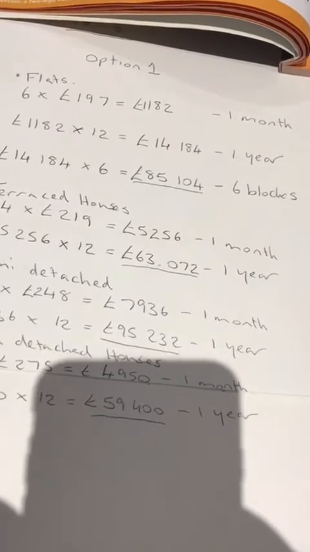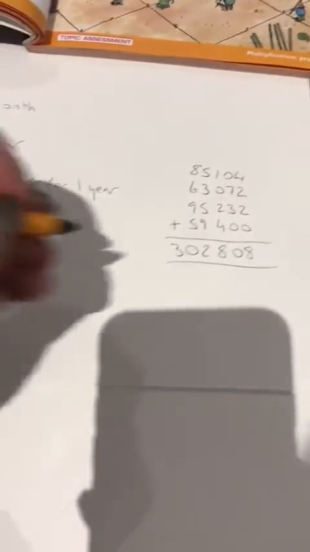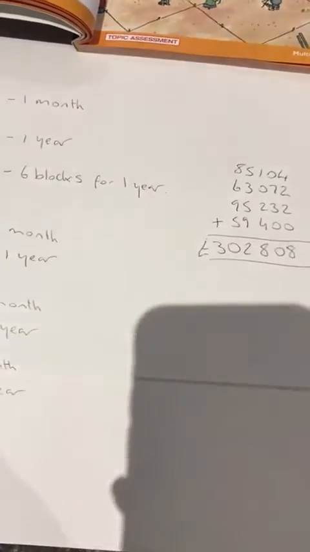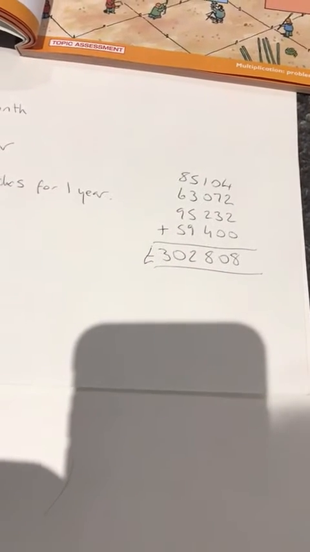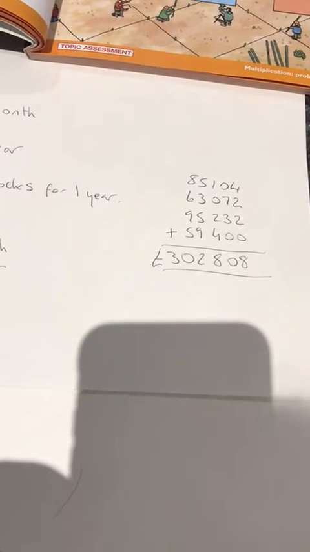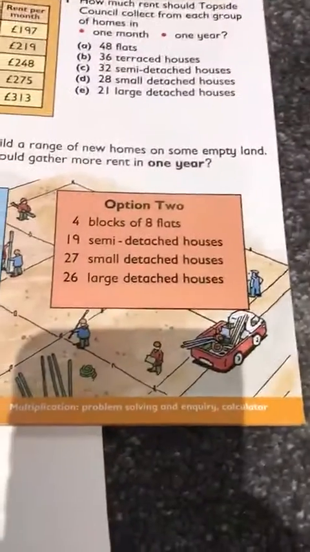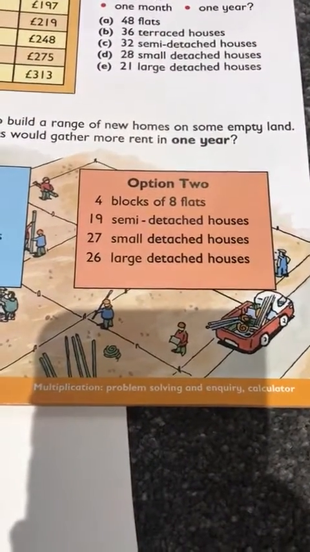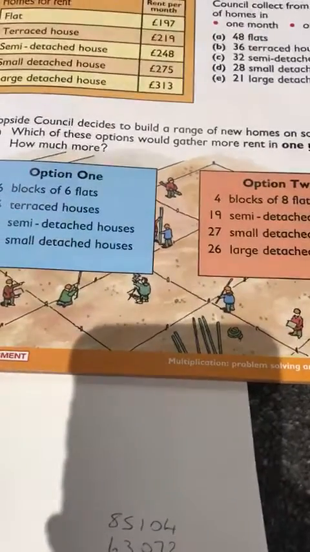Then, once I found all of those answers that I've underlined, I added them all together and, oops, look at me, I forgot my pound sign. I got £302,808. So that's how much money the council would gather for option 1. Now I want you to go and find out what it would be for option 2. Then you tell me which option is best. Then you do a subtraction. For part B, you do a subtraction.